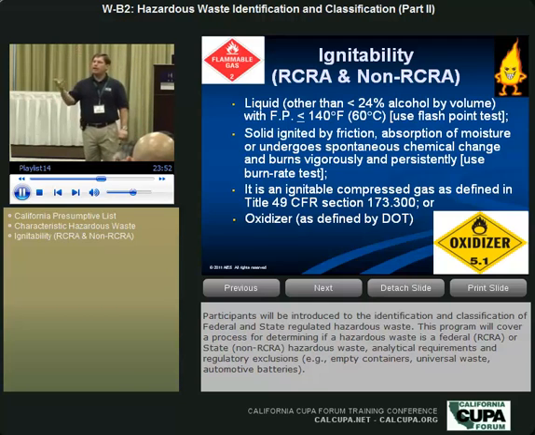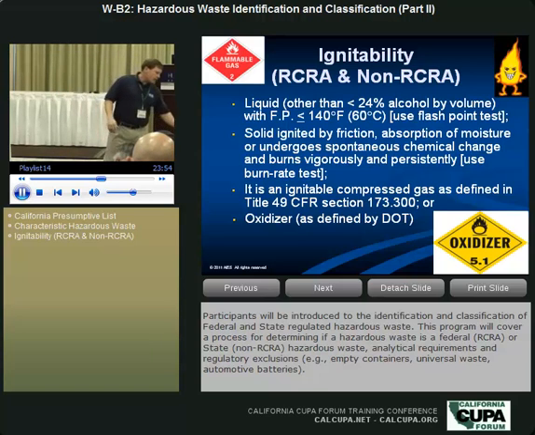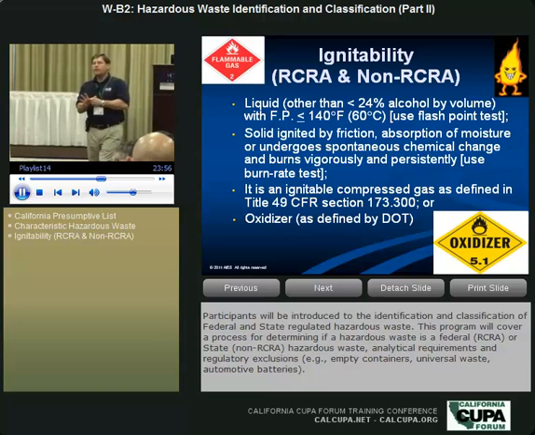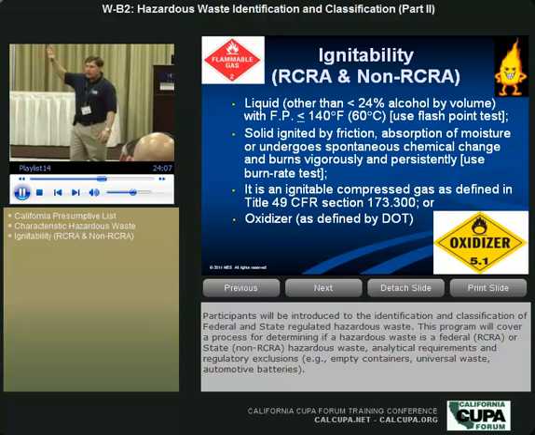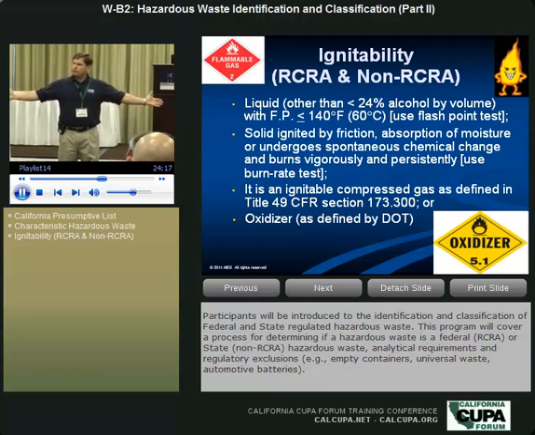It's considered ignitable. The reason why oxidizers are listed is oxidizers are self-evolving chemicals that produce oxygen when they react. So when you produce oxygen when it reacts, it facilitates and supports combustion. And that definition of an ignitable waste is the same for the state of California, non-RCRA, as it is federally for RCRA. And if I produce a waste, it's a hazardous waste.